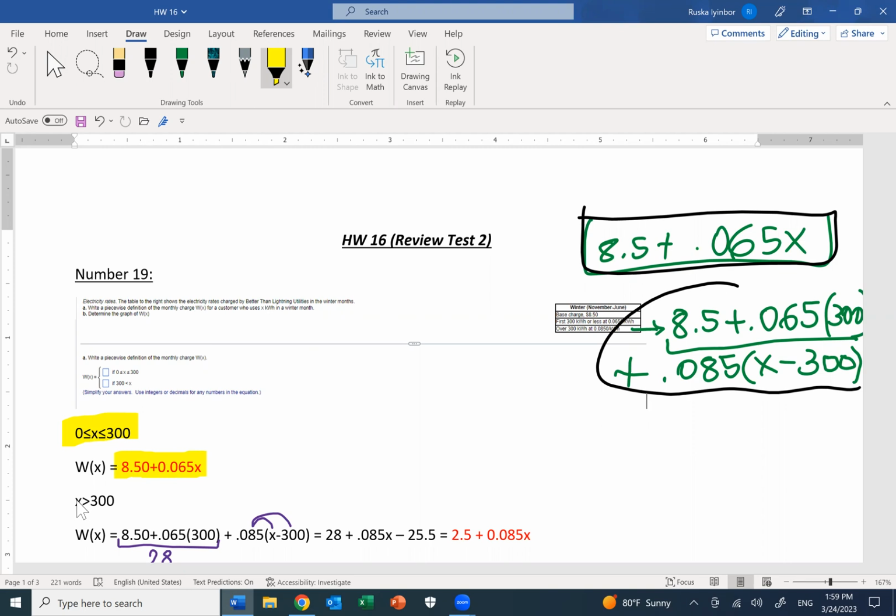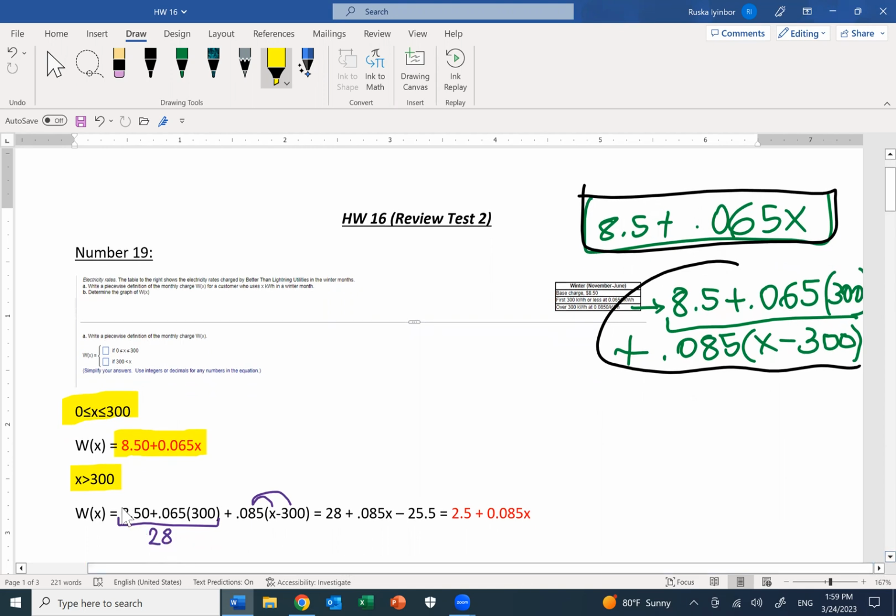And now if x is greater than 300, we have what I just told you, the first part here. This part, 8.5 plus 0.065 times 300, is the amount you're going to pay for the first 300 you're using. And then above that, you're going to have this one. And then we're going to simplify this.